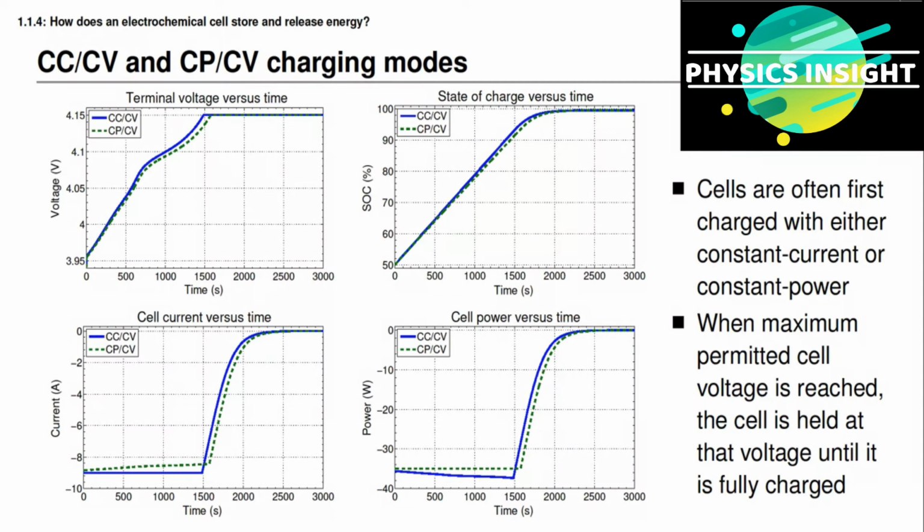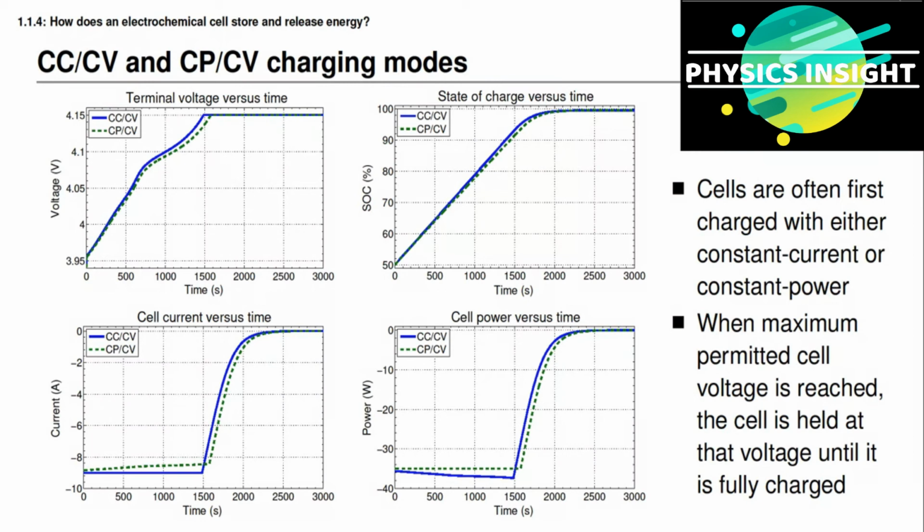If instead we do a constant power, constant voltage charging, we see that the current is slowly decreasing in magnitude during the constant power portion of the charge cycle, and that's shown by the green dashed line. This is because power equals voltage times current. If power is constant and voltage is increasing, then current must be decreasing in magnitude.